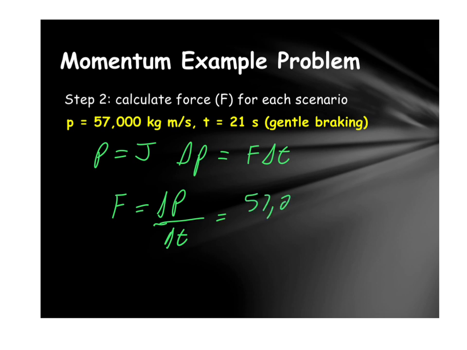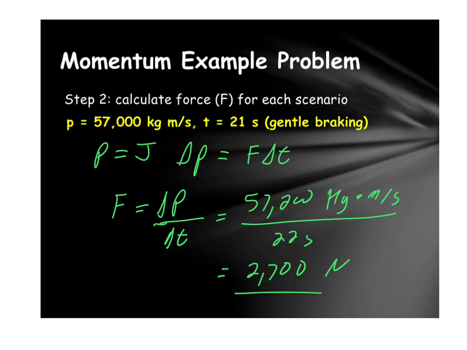So 57,200 kilograms times meters per second divided by 21 seconds. And that is going to give us 2,700. And I guess our units are kilograms times meters per second, we divide it by seconds, so kilograms times meters per second squared. Hey, and this is a force, so that makes sense. We're in newtons. So if we gently brake, it takes a force of 2,700 newtons applied over 21 seconds.